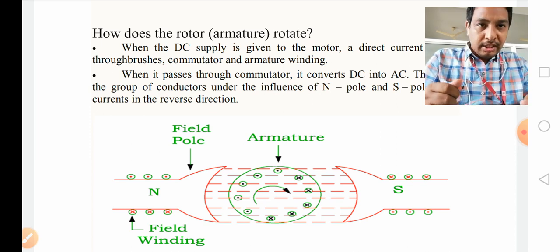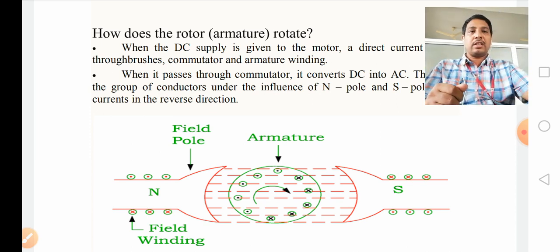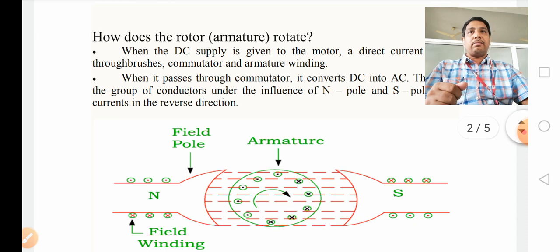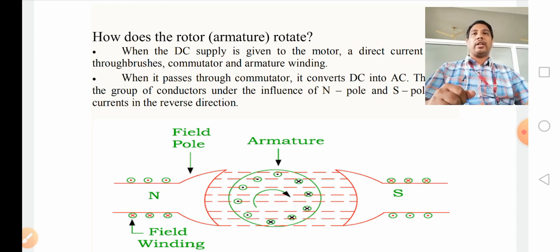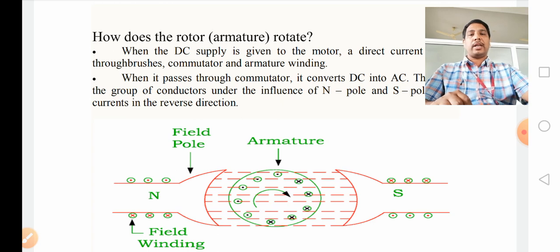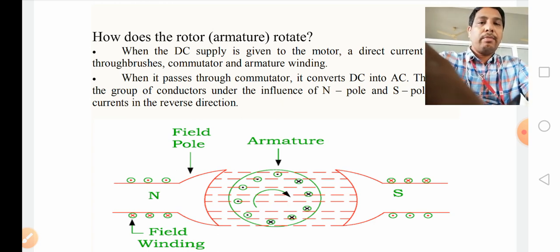When the DC supply is given to the motor, a direct current passes through the brushes, commutator and armature winding. These are the different parts we have already discussed. The main parts: in the case of a motor also, some stator part should be there, which provides the magnetic field.